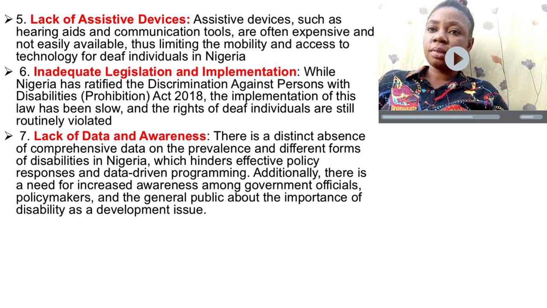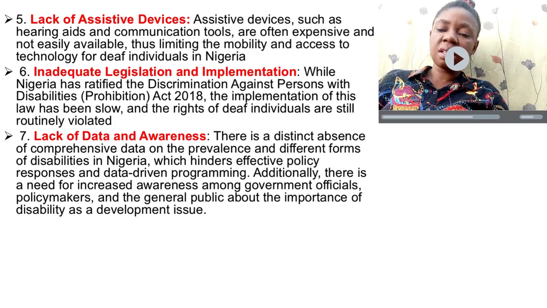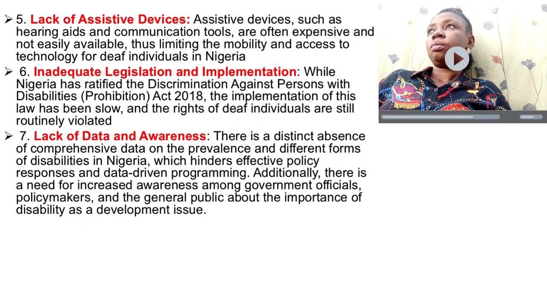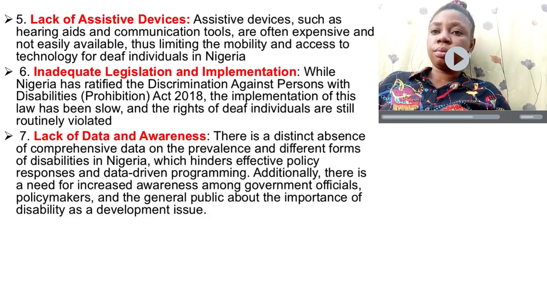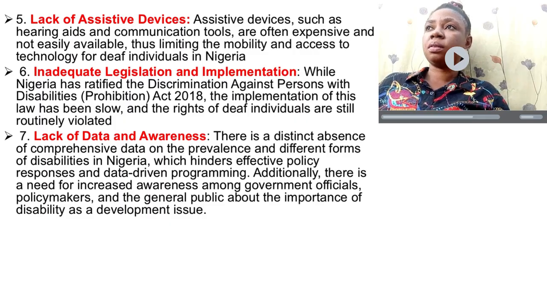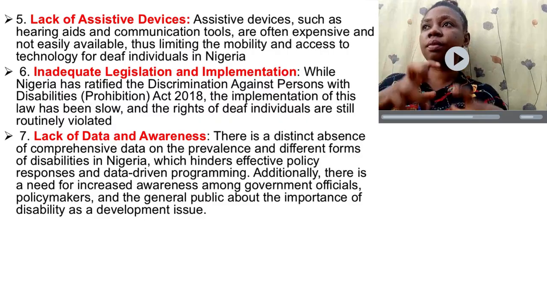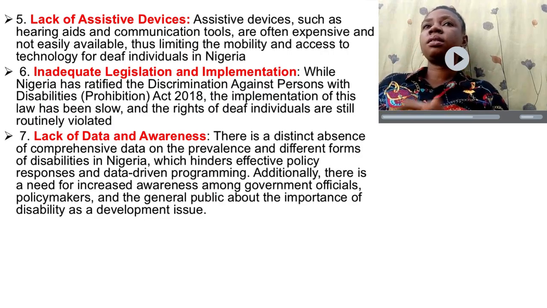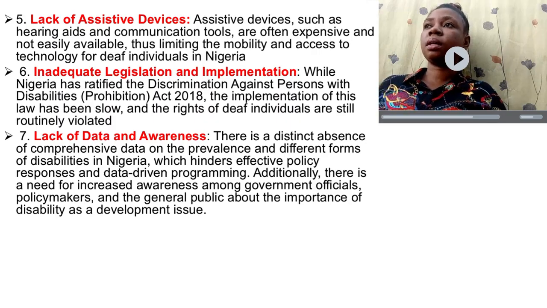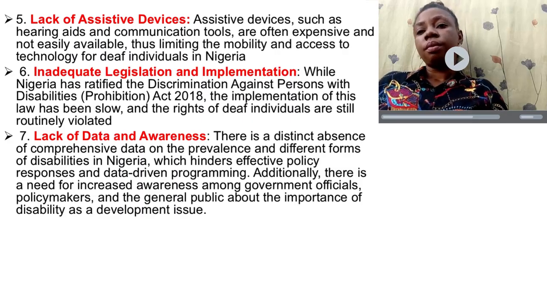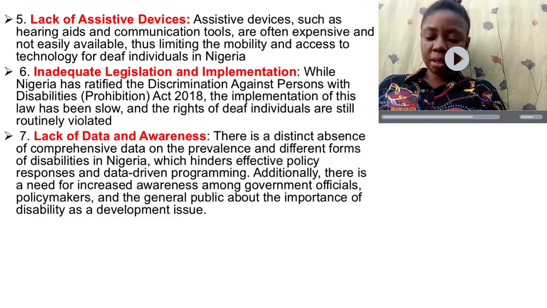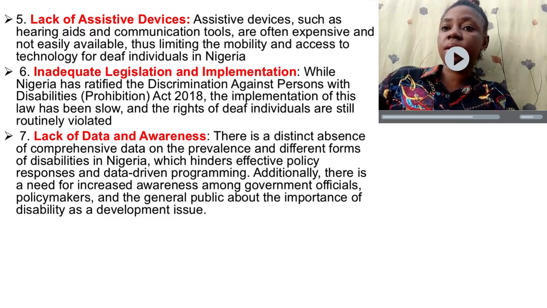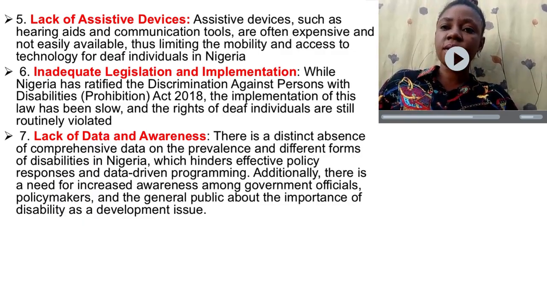So the absence of data reduces evidence-based research, which could actually help to get more information about the challenges faced by persons with disabilities, the challenges faced by the deaf cluster in Nigeria. And also, there is lack of awareness. There's need for awareness so that the government, policymakers, and others would be fully aware of the importance of disability as a developmental issue.